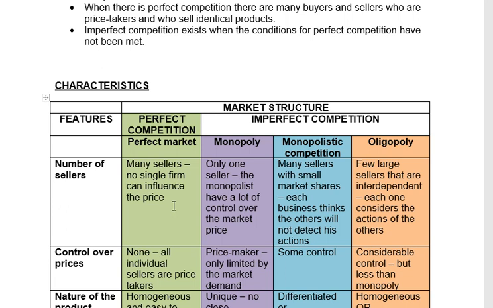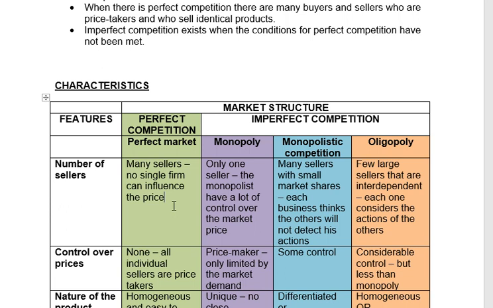Where the perfect market has many sellers, in a monopoly there is literally only one seller. All right, so there's one seller only, and obviously because there is only one seller, he will have a considerable amount of control over the price.